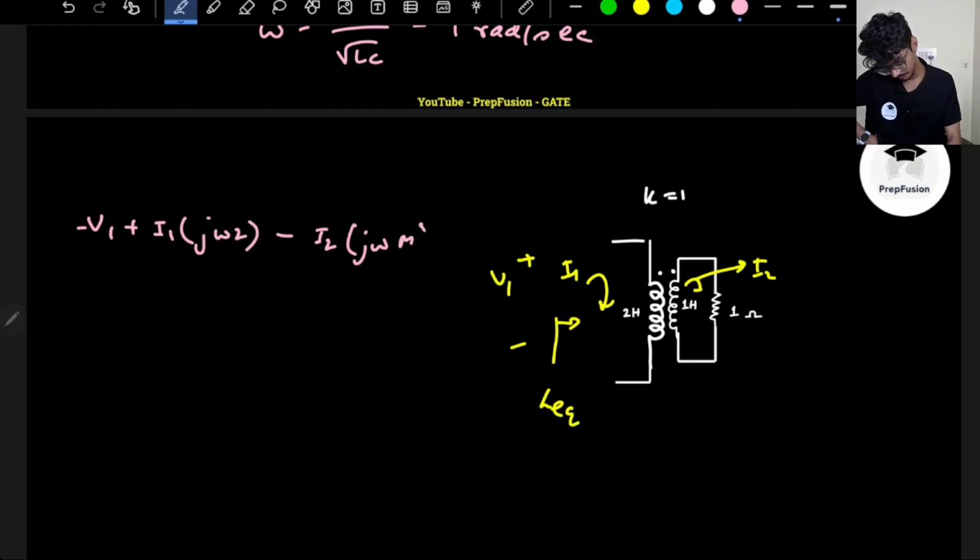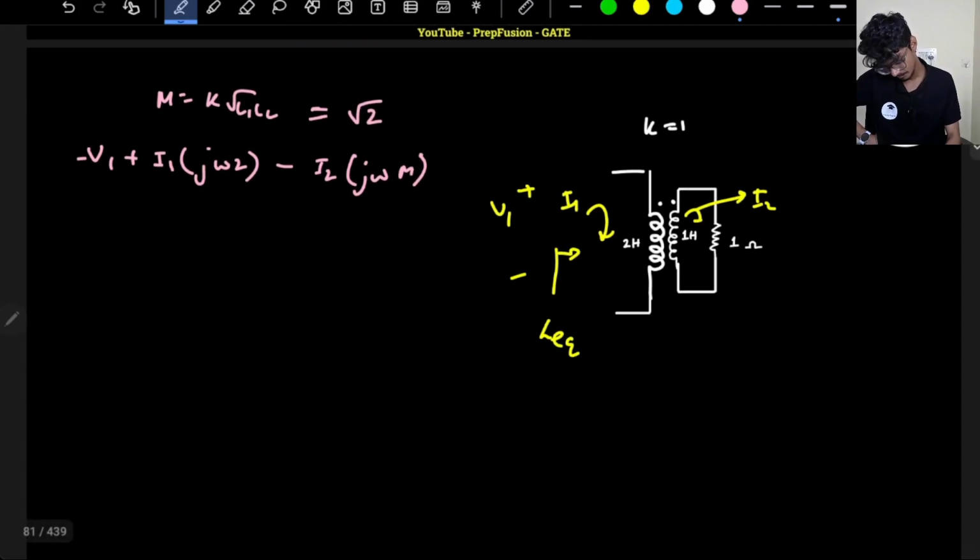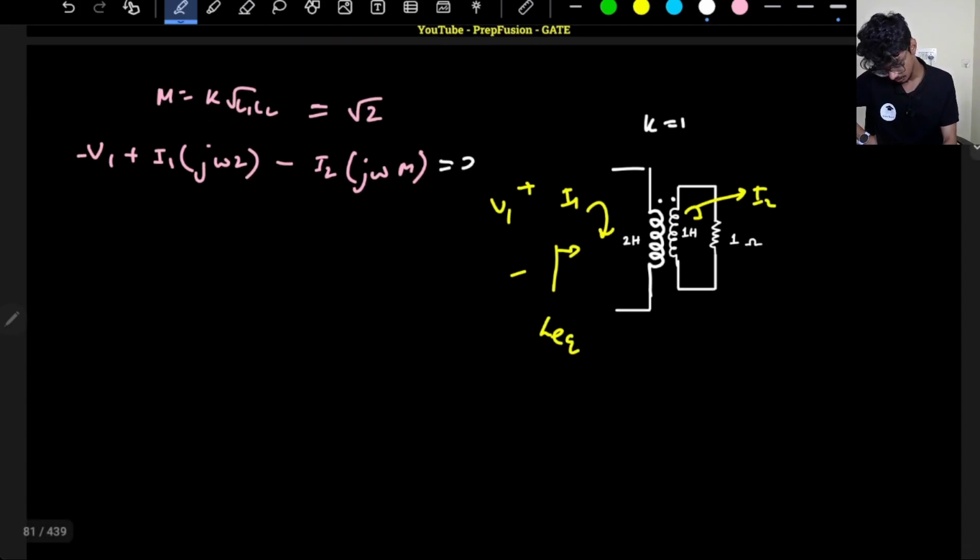What is M this time? M will be K into under root L1 L2, so it will be under root 2 basically. This will be equal to 0. So my V1 is equal to I1 minus I2 into, this is under root 2 and this is 2, and of course j omega is there.